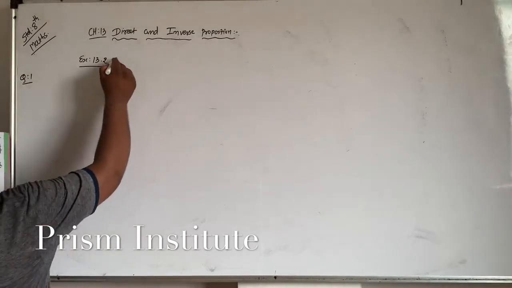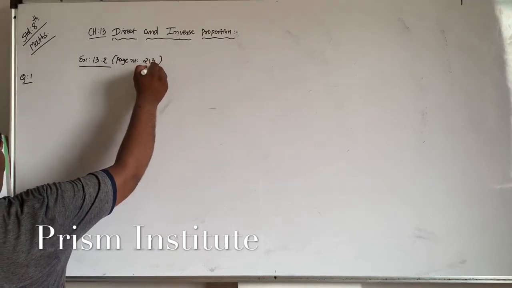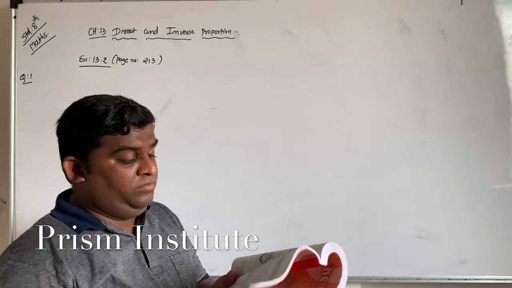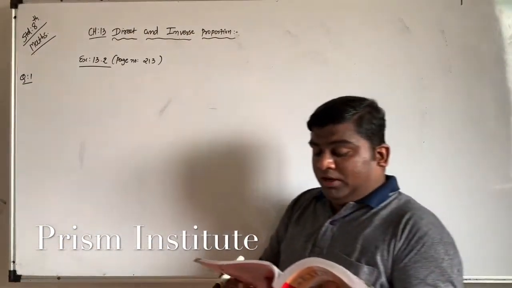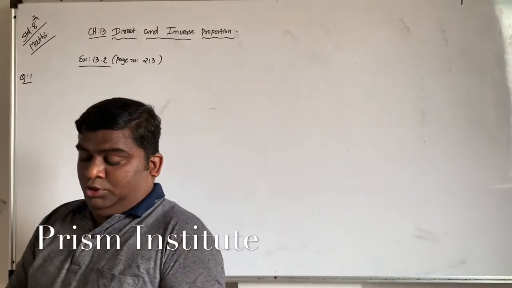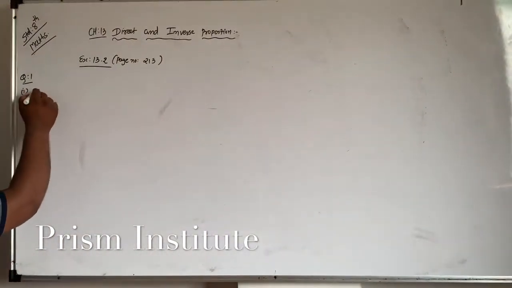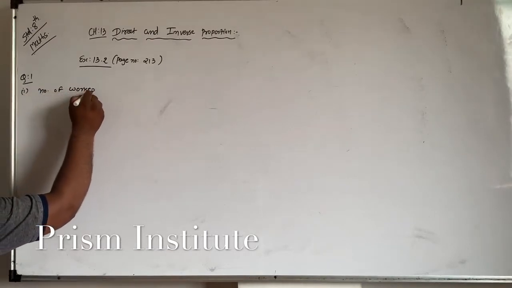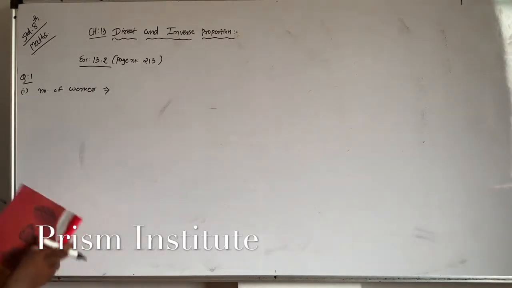Page number 213. Question number 1. Which of the following are in inverse proportion? Okay, you can write in your textbook easily. The number of workers on a job and the time to complete the job. Now, this relation is the number of workers and the time to complete the job.